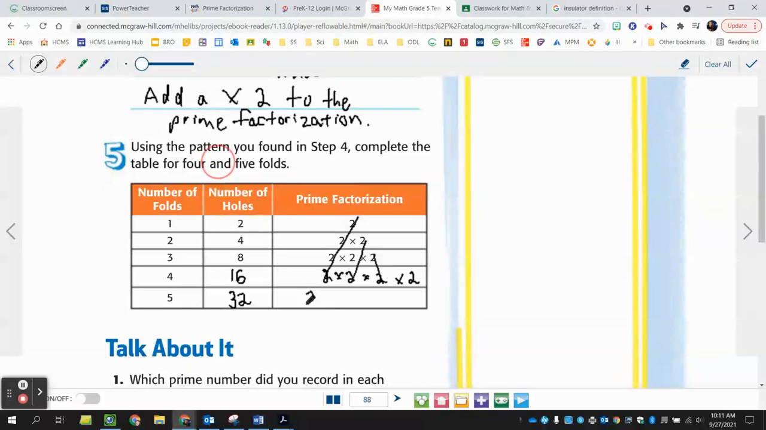So each time the amount of 2's you're multiplying matches the number of folds, right? 1 fold, 1 2, 2 folds, 2 2's. And hopefully you also saw the pattern that if I multiply by 2, I had to add another one to get to this number, and I had to add that right here.